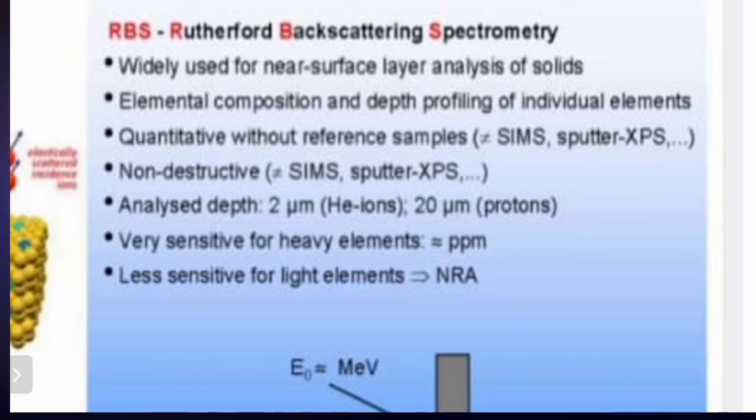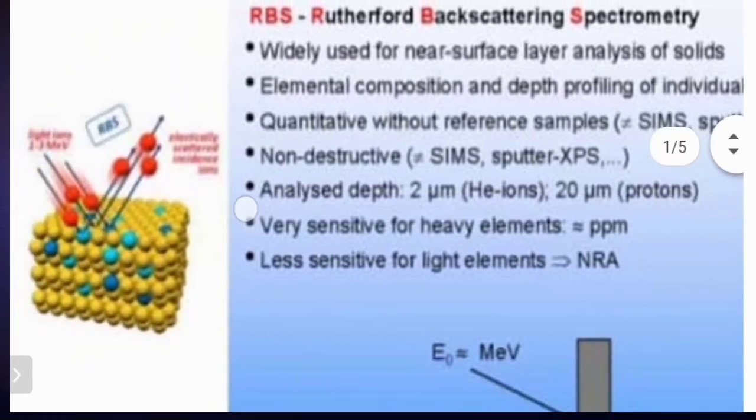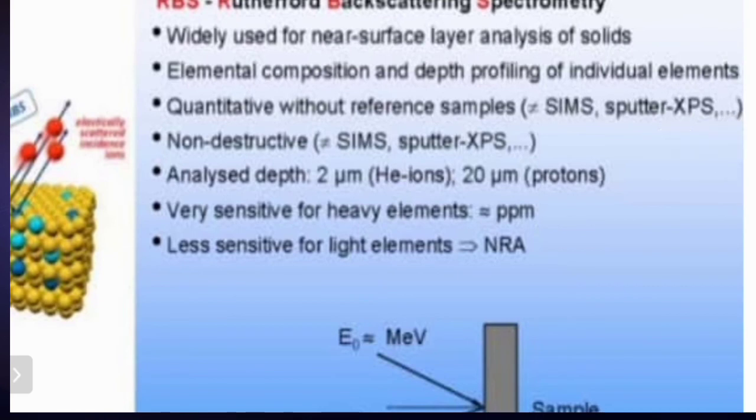Next is the quantitative method without a reference sample. In secondary ion mass spectrometry or other techniques, we need a reference sample, with respect to which we determine the mass, but in this technique we do not require a specific reference. Again, it is a non-destructive technique, since we use a helium source as the primary beam, and we only determine the energy of the helium. So it is a non-destructive technique.